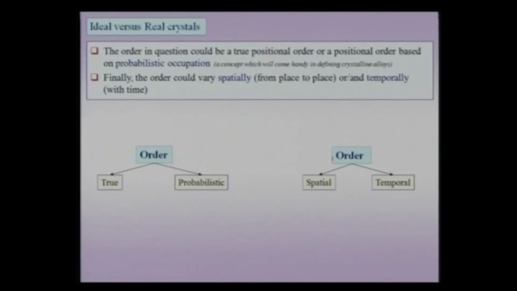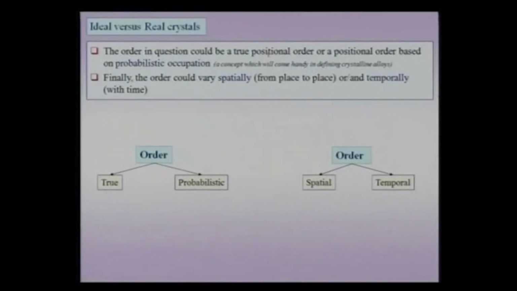We will introduce one more concept, the concept of probabilistic order. So far we have talked about orientational order and positional order, but we will take up another kind of order which is known as the probabilistic occupation. Now we will actually take up examples, and this particular concept of probabilistic occupation based order would be very useful in describing disordered alloys.